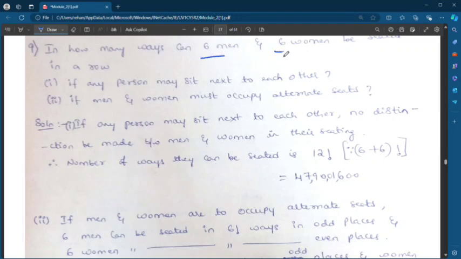See, 6 men and 6 women, so I'll just add: 6 plus 6 obviously becomes 12. So it is 12 factorial, that is 6 plus 6 factorial.